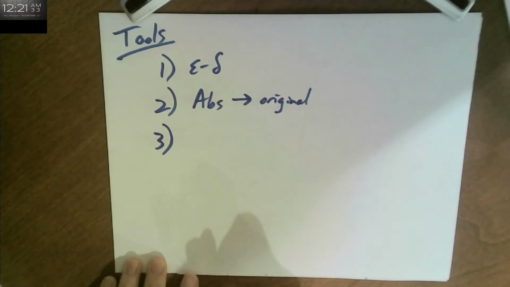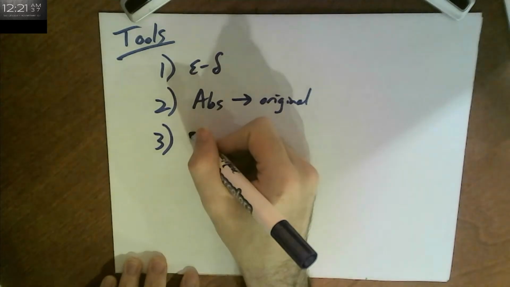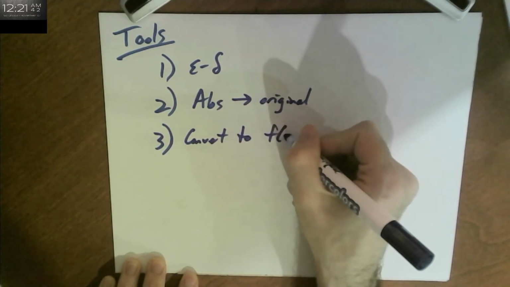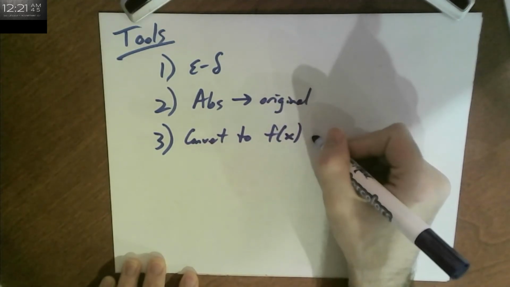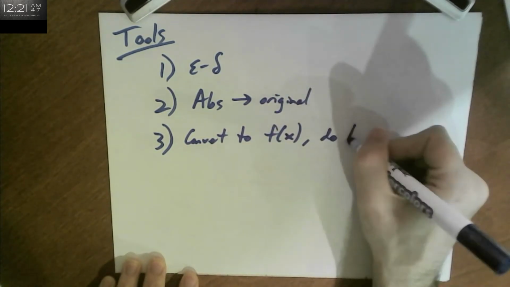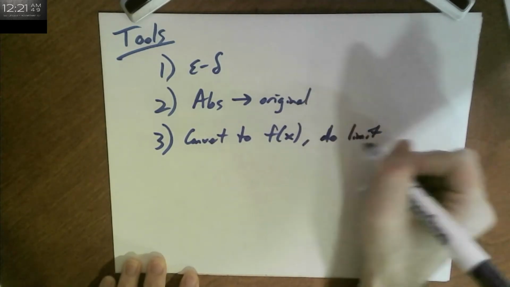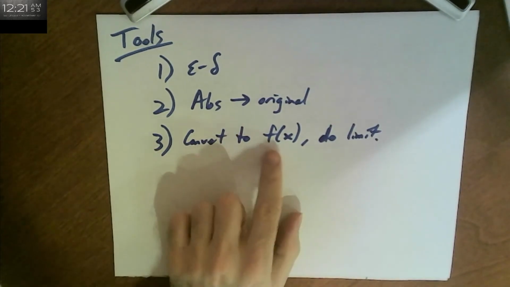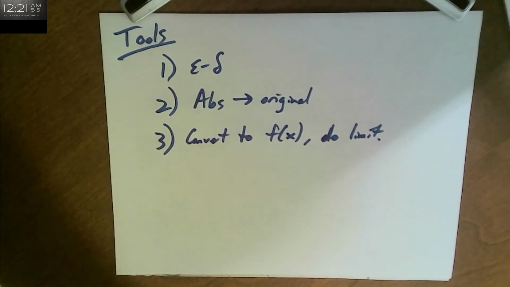Tool 3. Convert to f of x and do the limit somehow. Turn your sequence into a function of a continuous variable x and then do the limit. If that exists, your original limit was the same thing.